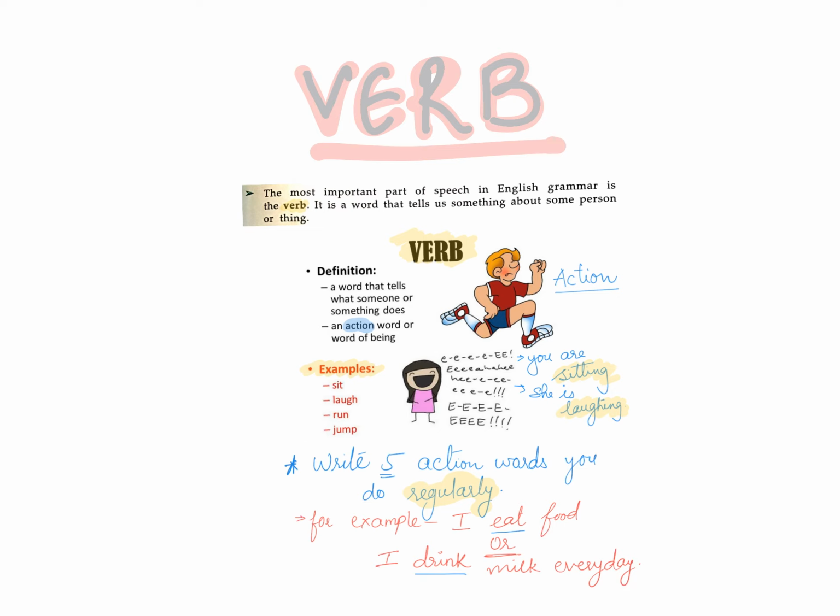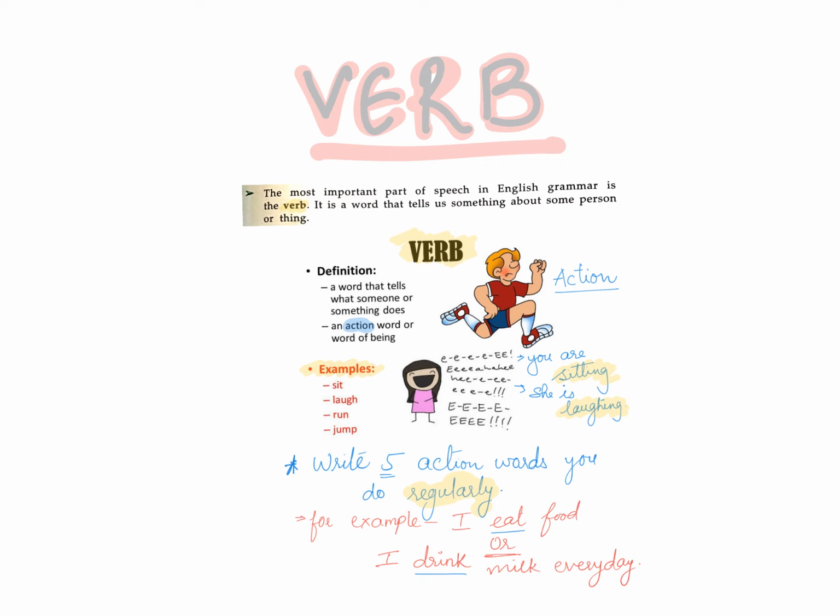Let us frame some sentences with this example. The first one is sit. You are sitting. Second is laugh. She is laughing. Dear students, have you noticed something? Here, sit has changed to sitting and laugh has changed to laughing. With the verb, I have added ing. Why have I done that? I will explain to you later on.